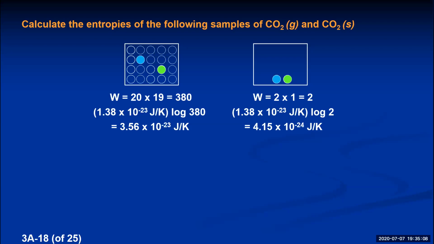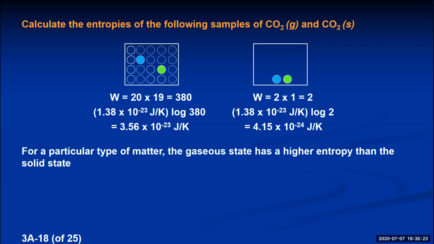That's a lower value. So who has a higher entropy? Gases have higher entropies than solids. Why would that be? Because they have more possible positions they can be in a particular state, keeping the total energy of the system constant. So for a particular type of matter, the gaseous state always has a higher entropy than the solid state, and in fact, the liquid would be between the two.